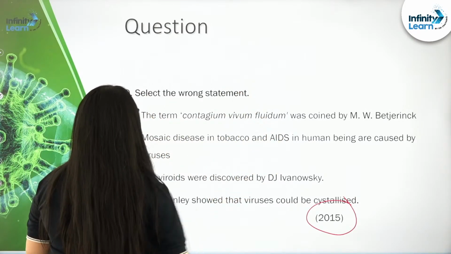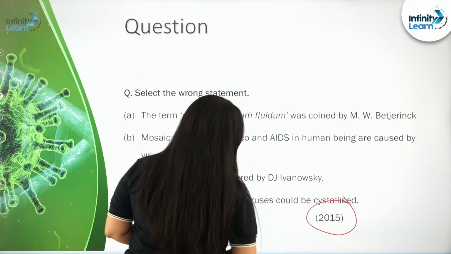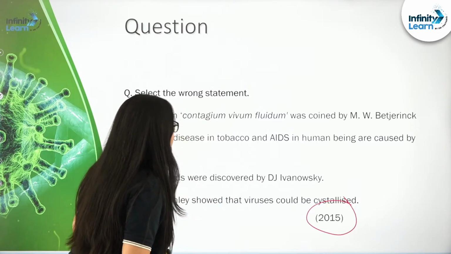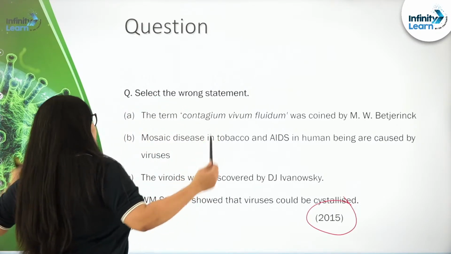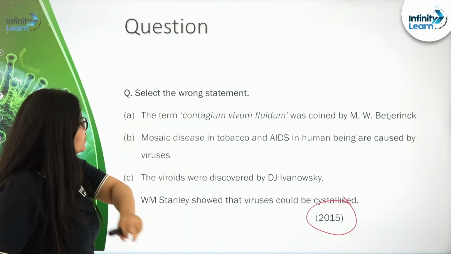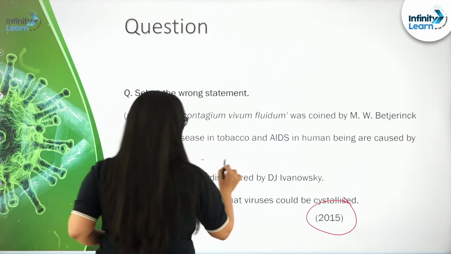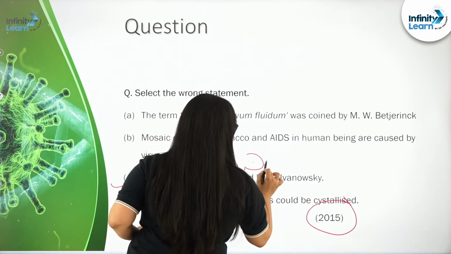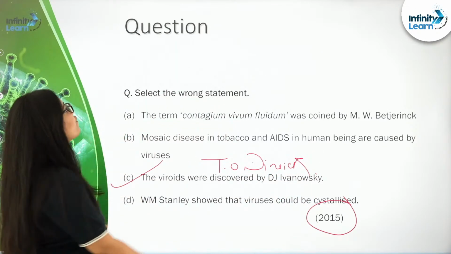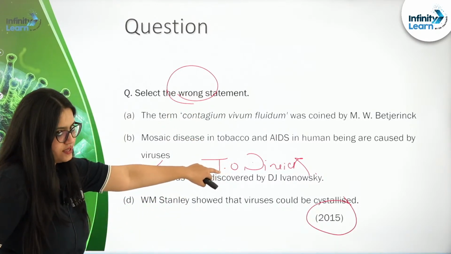Select the wrong statement. The term contagium vivum fluidum was coined by Beijerinck. That's right. Mosaic disease in tobacco and AIDS in human beings are caused by viruses. That is also right. The viroids were discovered by D.J. Ivanowski. No, kids. The viroids were discovered by T.O. Diener. Right? So please note, students, this is the wrong statement. Viroids were not discovered by Ivanowski.